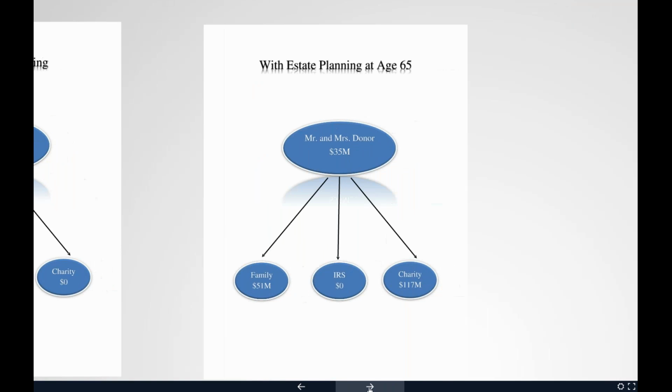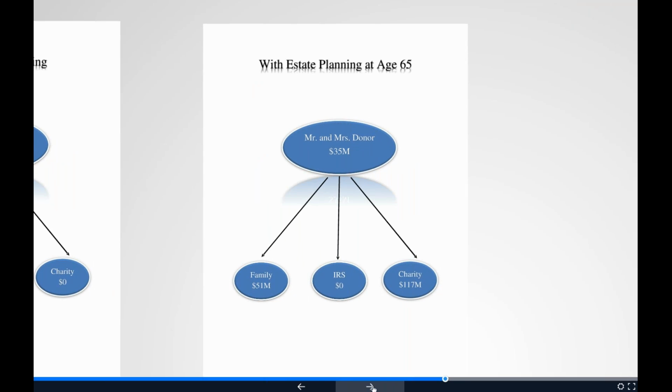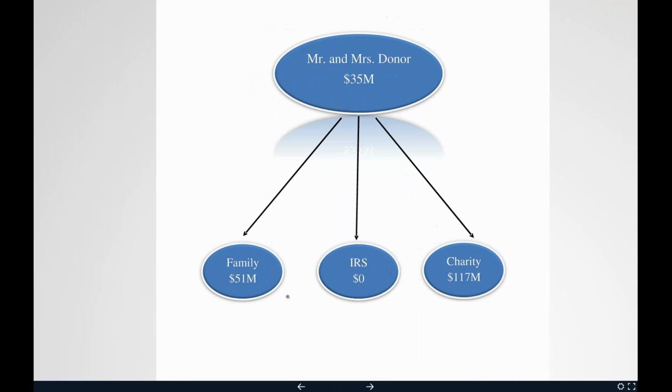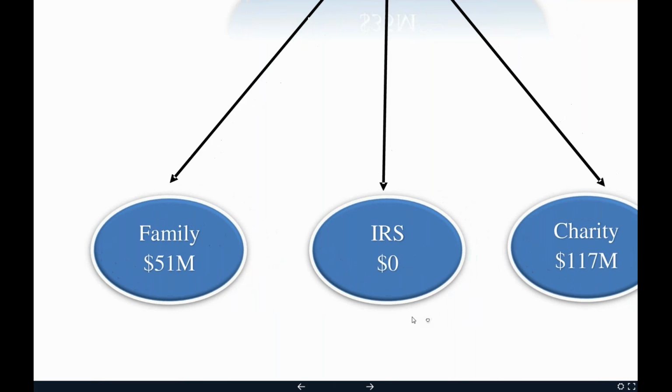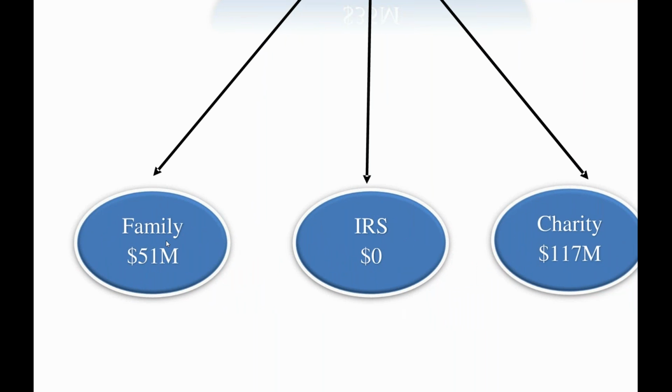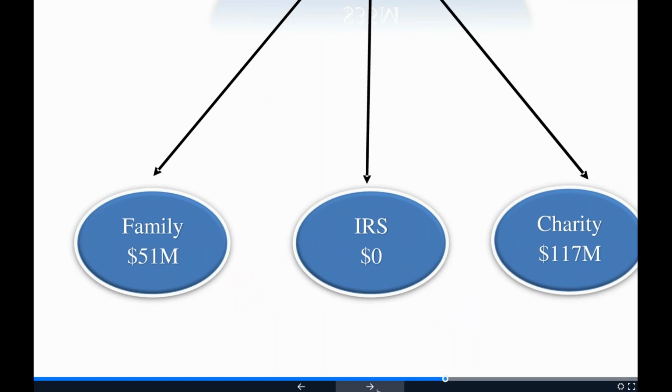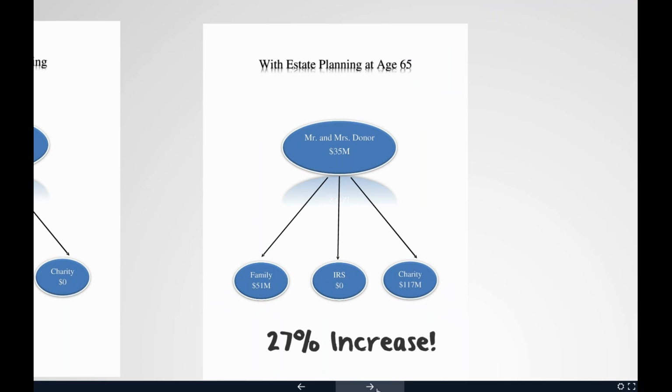So we start some estate planning at age 65. We are now giving $51 million to the family. We've shifted some wealth, not quite as much to the family, $117 million to charity, zero to the IRS. So we have done a 27, almost a 30% increase in the value of their estate with leverage. We've also taken away the entire pie from the IRS, $47 million in the other example. And we've made a huge legacy both to the family and to charity.